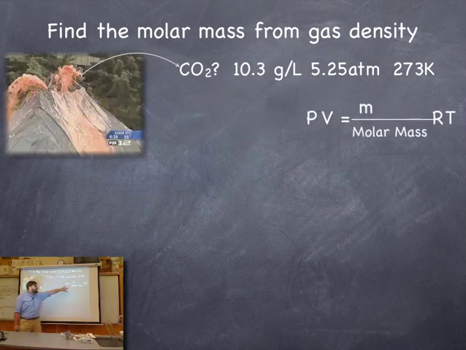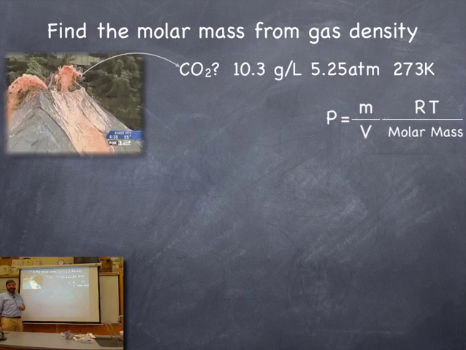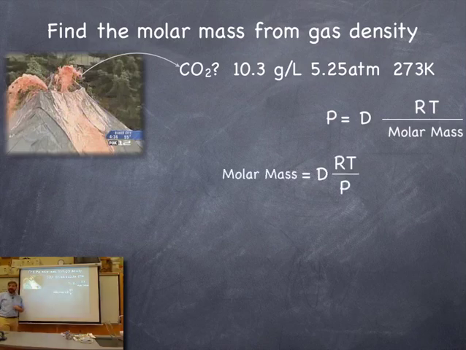Now if I just rearrange this, grouping terms, I move the V to the other side there. Mass divided by volume, what is that? Mass divided by volume is density. I can rearrange this. Let's solve for molar mass. Hey, look, I have an equation that says, if you know the density of a gas and the temperature and pressure, you can solve for the molar mass.